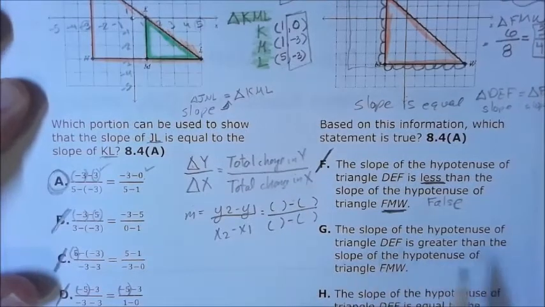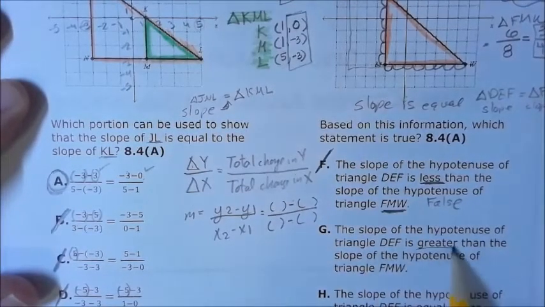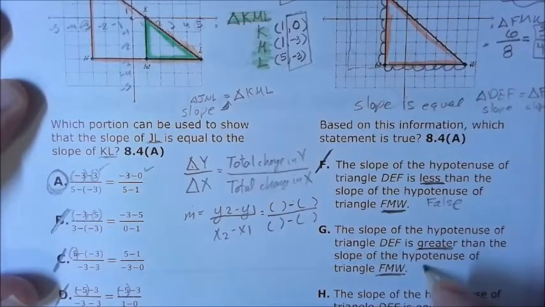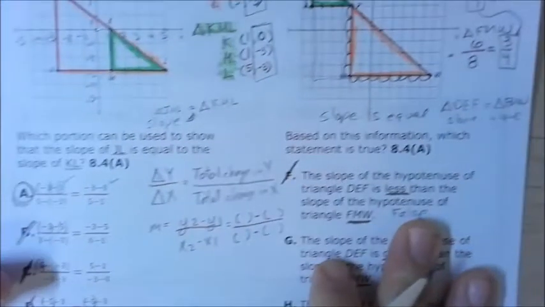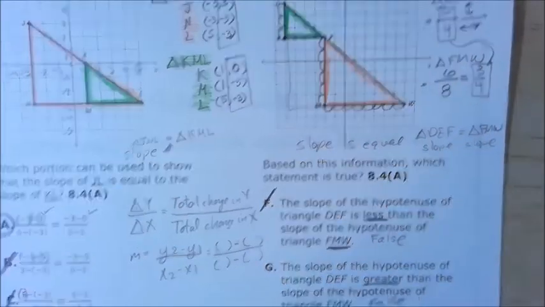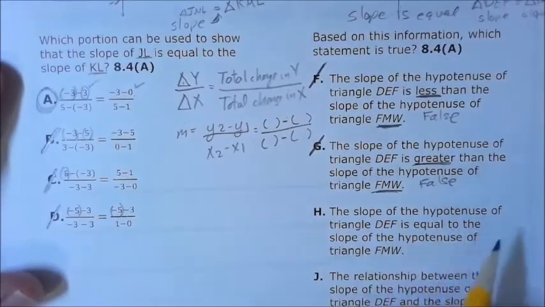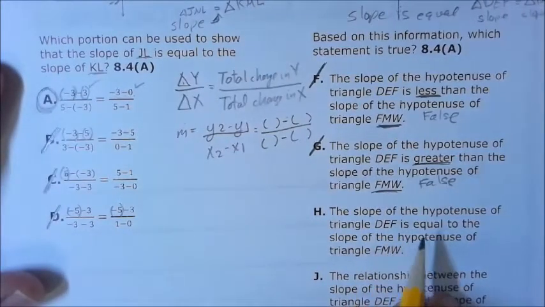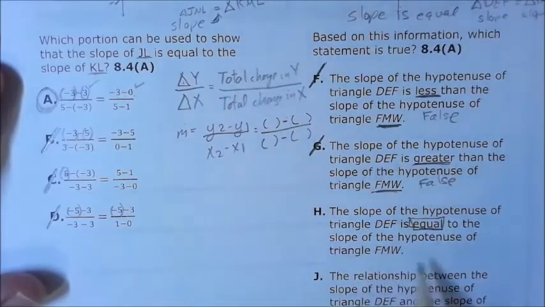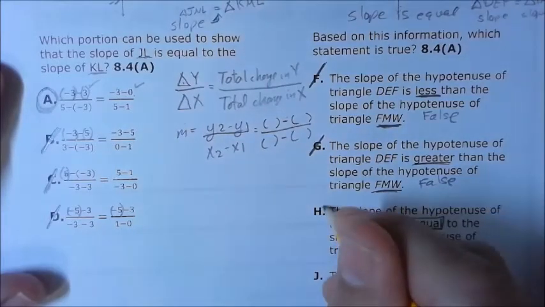G says the slope of the hypotenuse of triangle DEF is greater than the slope of the hypotenuse of triangle FMW. Well, once again, it's saying it's greater. If they're equal to one another, it can't be greater. So again, that's false. Looking back at what we did, neither one of them is greater. They're exactly the same once simplified. Cross that off. H says the slope of the hypotenuse of triangle DEF is equal. Now there's a key word. That's what we've been saying all along, that it's equal to the slope of the hypotenuse of triangle FMW. That is a true statement.